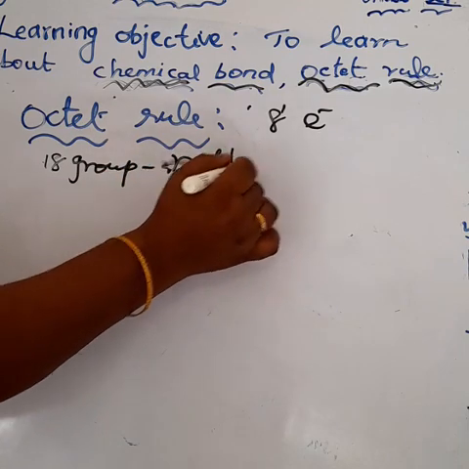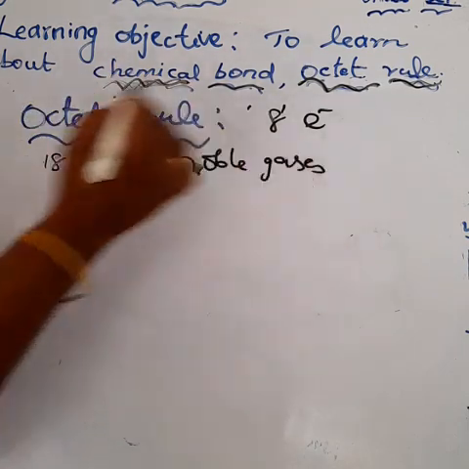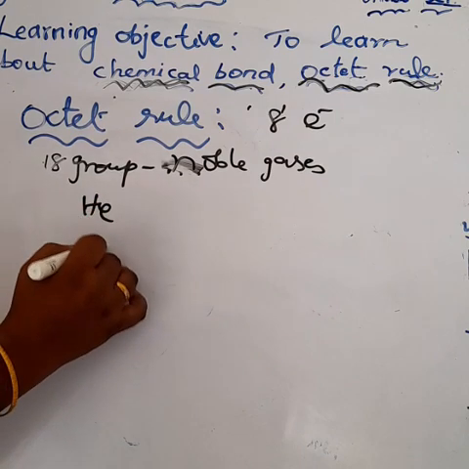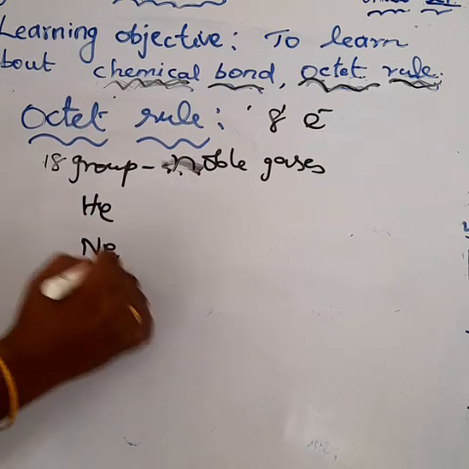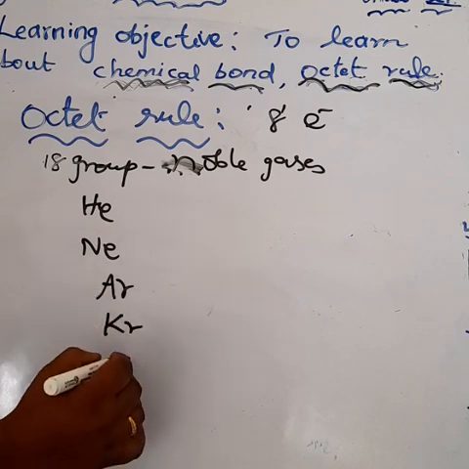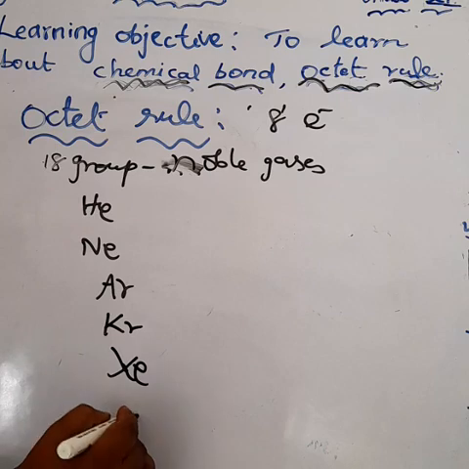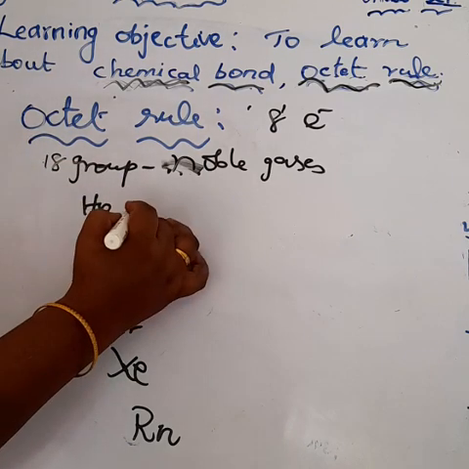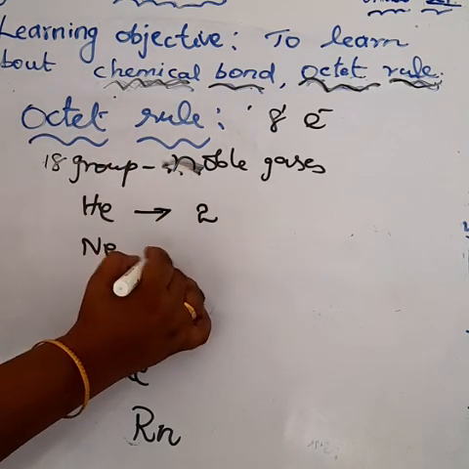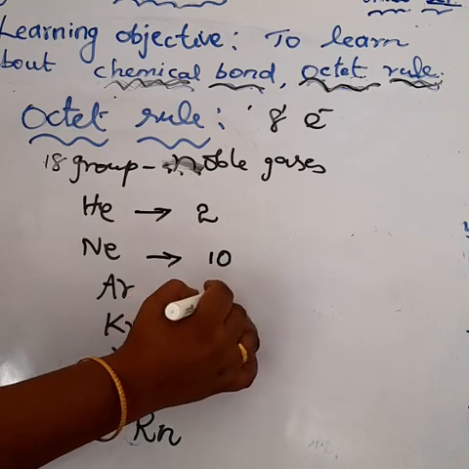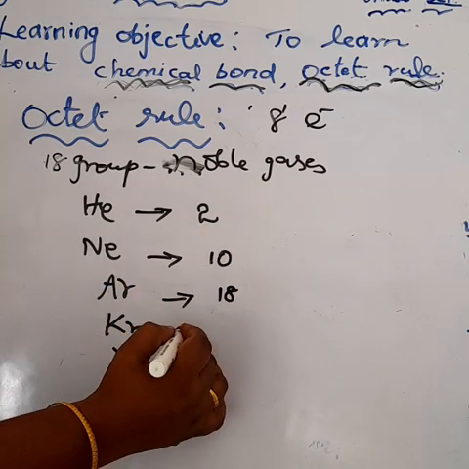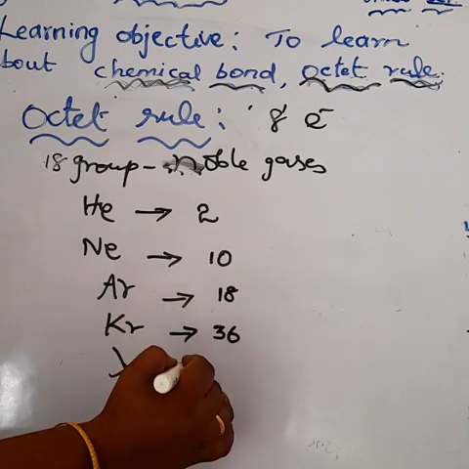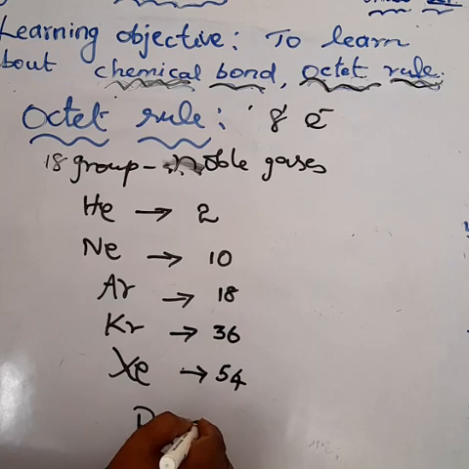What are they? Helium, which we already studied, neon, argon, krypton, xenon, and then radon. And what about their atomic numbers? Helium atomic number 2, neon atomic number 10, argon atomic number 18, krypton atomic number 36, xenon atomic number 54, radon atomic number 86.